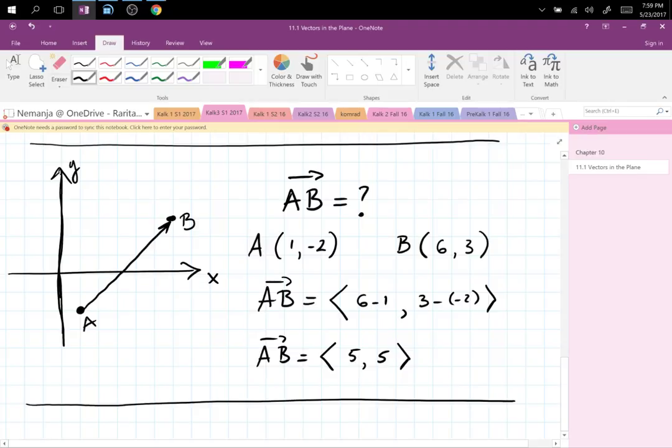vector ends. So terminal minus initial, look at the terminal, 6 and 3, there's your 6 and 3. And then minus initial, that's where the vector begins, tail part. So 1 and negative 2. And make sure you don't mess that up, right? Minus sign there, so distributes into a plus. So that's how we find the vector. Questions, concerns? Yeah, awesome. We move along.